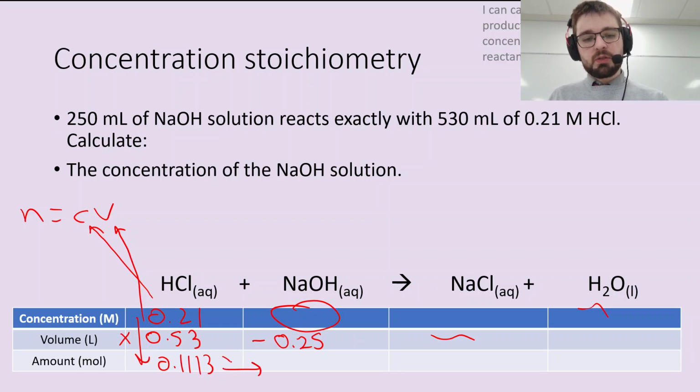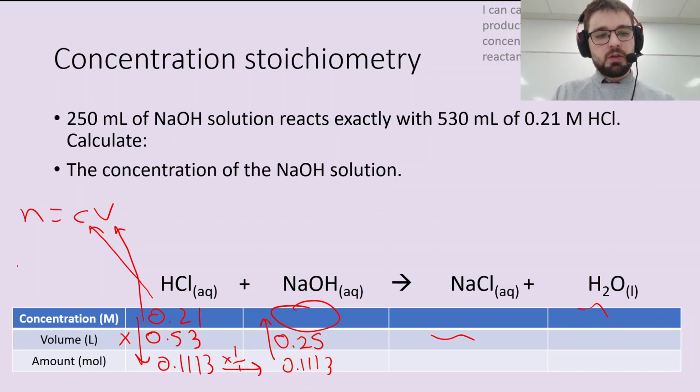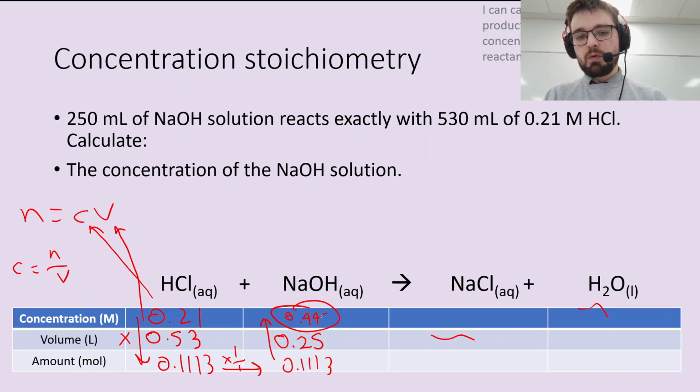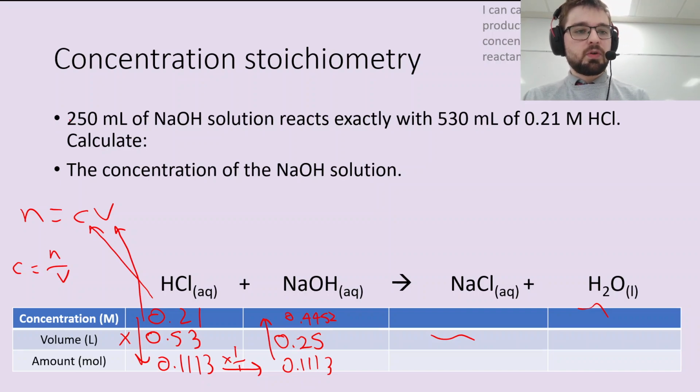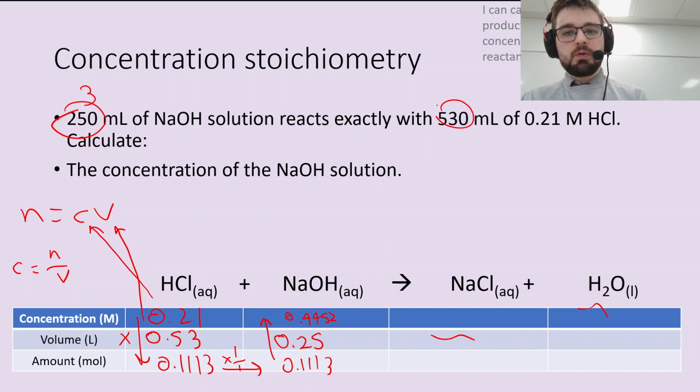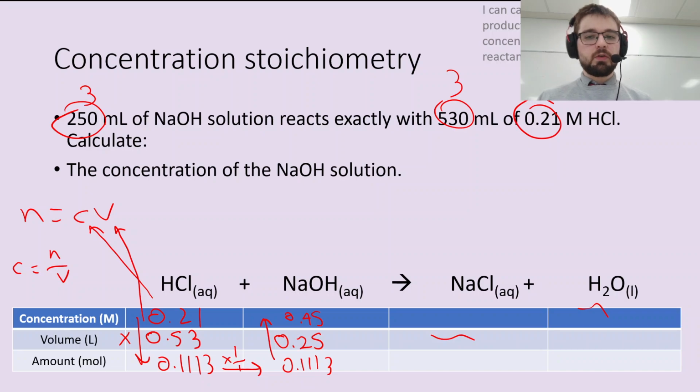Our mole ratio is 1 to 1, 0.1113. If we've got our amount and our volume, you should know that the concentration is going to be amount over volume. So we take our amount, divide it by 0.25, and lo and behold, we get 0.4452 molar. In terms of sig figs, we've got 3 here, we've got 3 here, and we've got 2 here. So we're going to round it to 2 significant figures, which will round it off to 0.45 mole per liter.